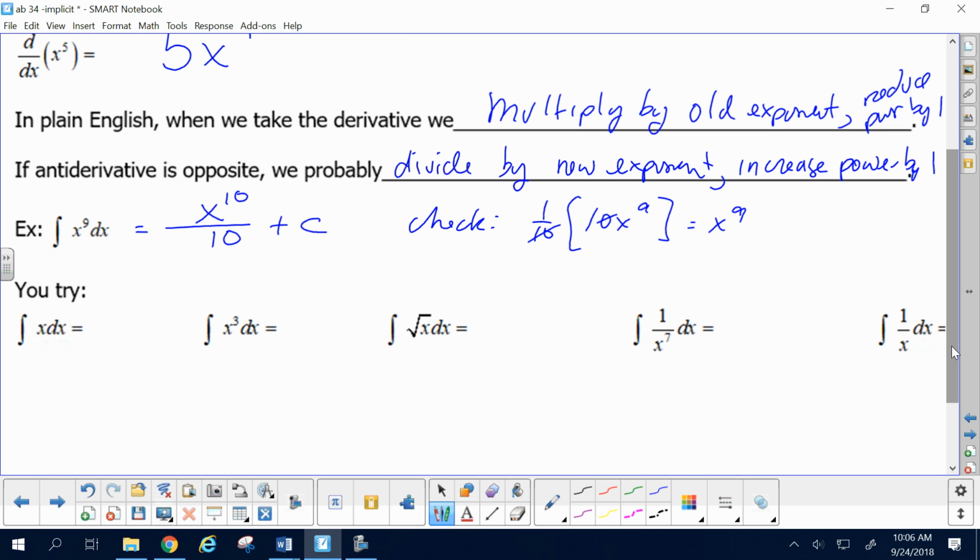You might consider doing a rewrite step, just like in derivatives, rewrite when necessary. Raise it by 1, divide by the new.